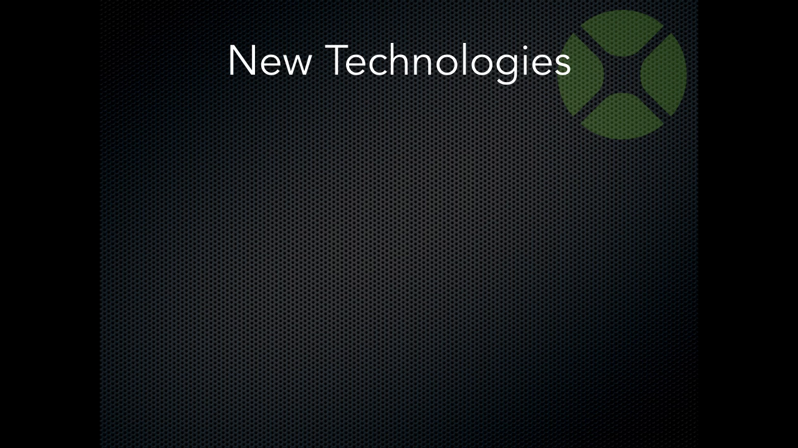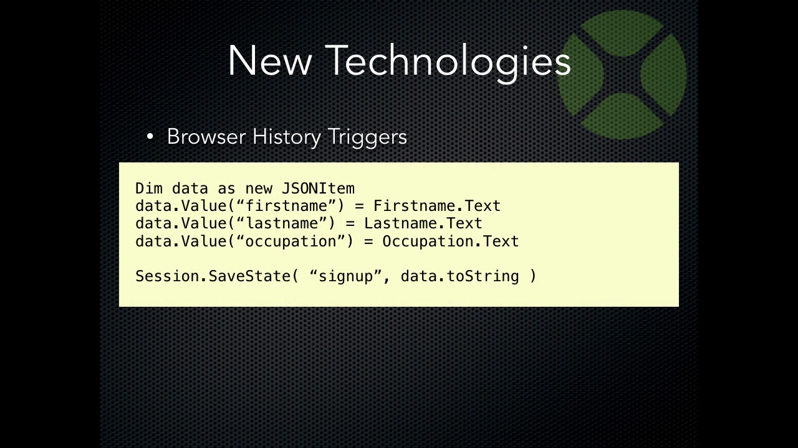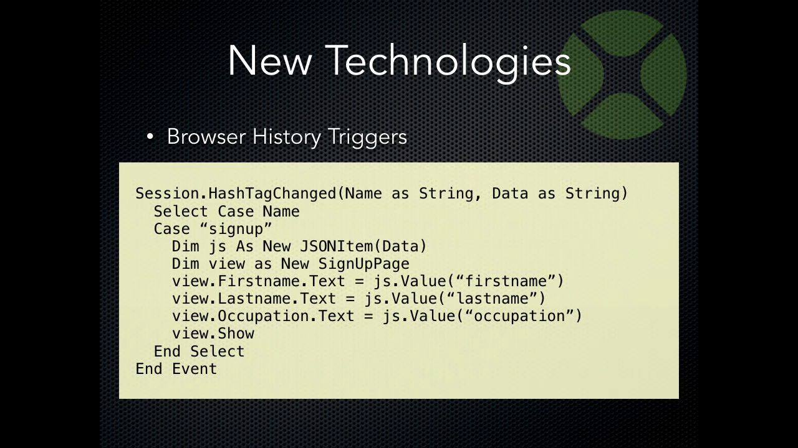Web 2.0 is bringing some exciting new technologies to the table, including browser history triggers, so you can store state information and tell when a user tries to navigate their browser by clicking the forward and back buttons. Saving state information is as easy as making some data and telling the framework to save it as a state. If your user presses the forward or back button, the session HashTagChanged event fires and includes the saved data so you can restore the state.